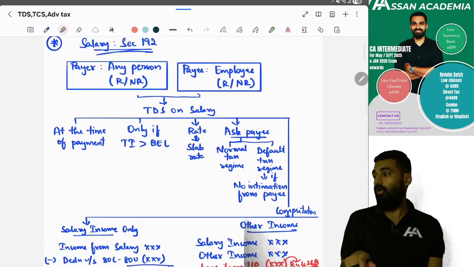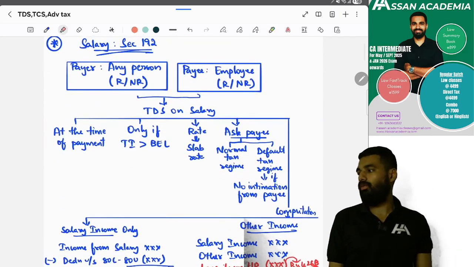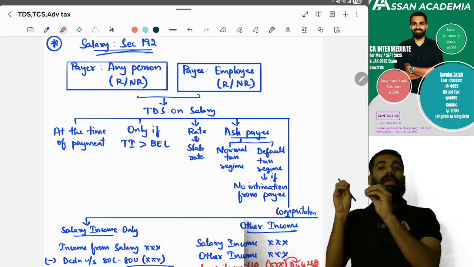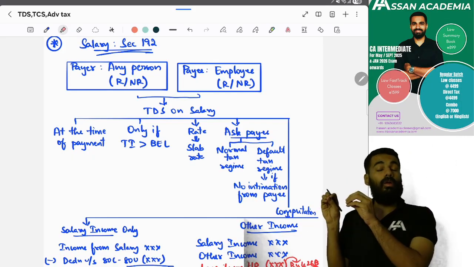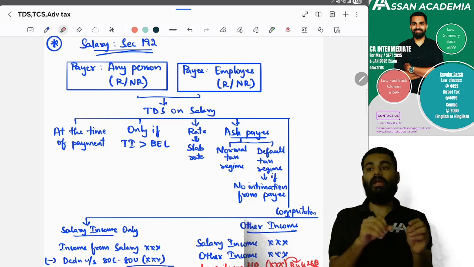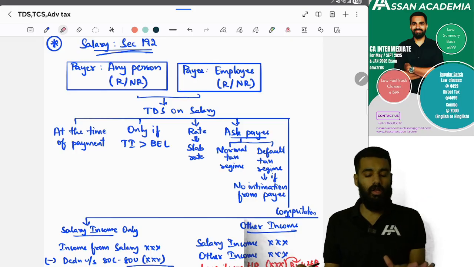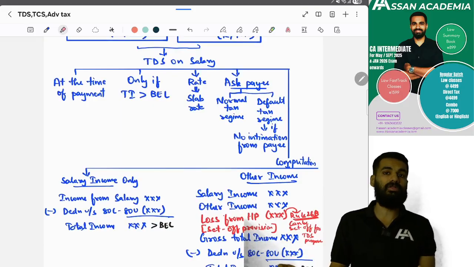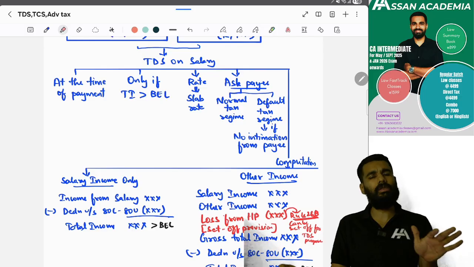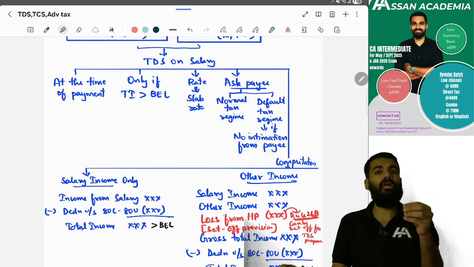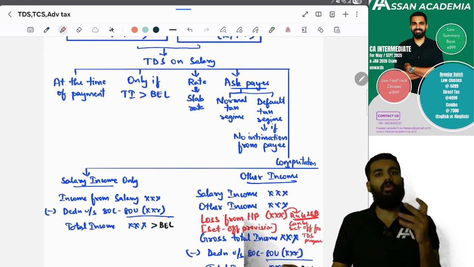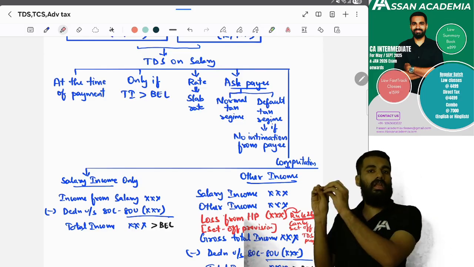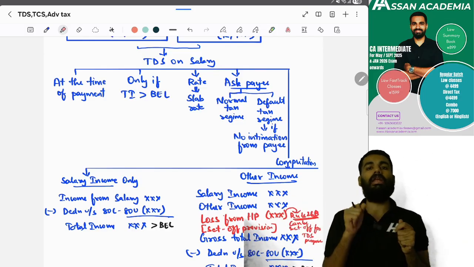So, section 192. What is section 192? Salary. If any employer is making payment of salary to the employee, then is TDS to be deducted or not? TDS will be deducted if the total income is more than the basic exemption limit. And what is the TDS rate? Slab rate; you have to calculate at the normal rate. And when will the TDS be deducted? At the time of payment, when the employer is making payment.